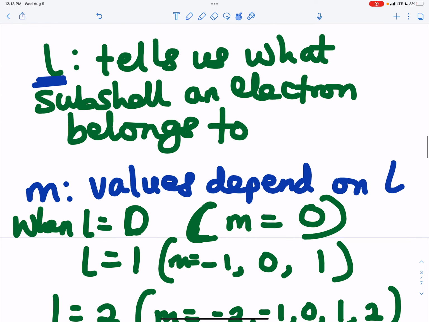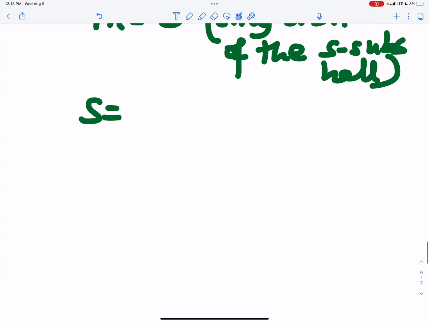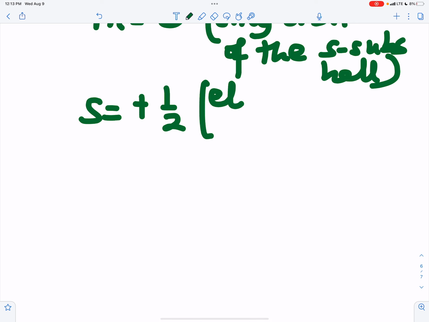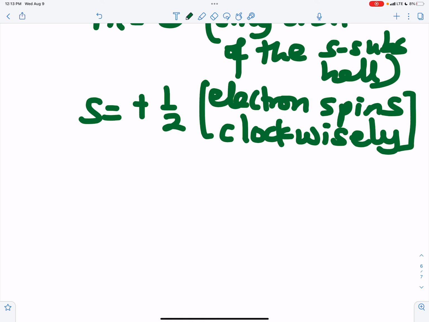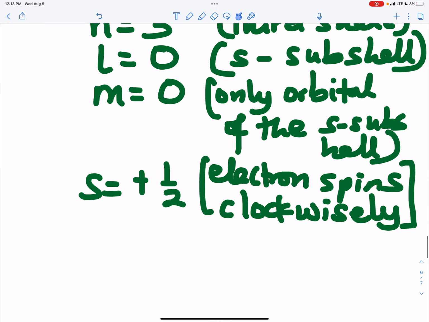Because there was just one electron there, let's go ahead and write its spin quantum number. Its spin quantum number is plus half. So this tells you that the electron in its orbital spins clockwise, or is oriented clockwise. So those are the four quantum numbers of sodium's valence electron, which is the last electron.